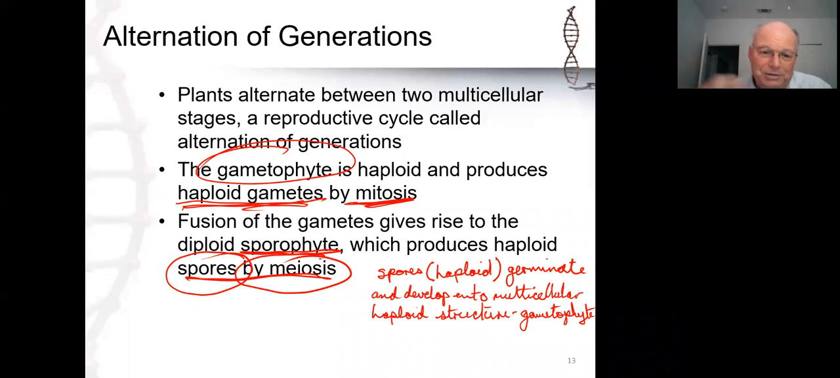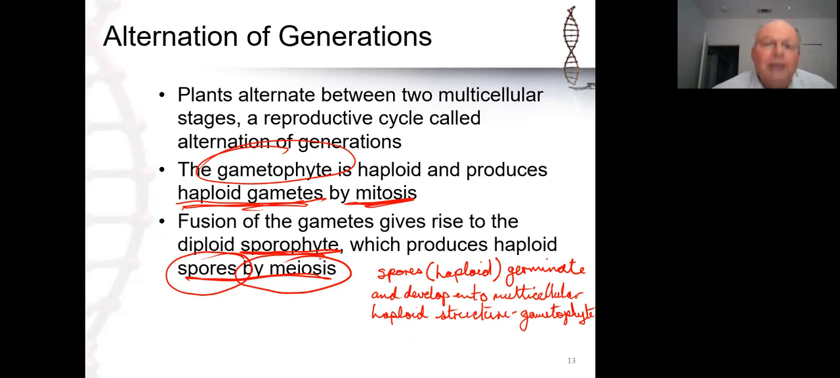What is the product of meiosis? Where do gametes come from? Where do spores come from? What does alternation of generations mean? Because it's really important that you come to terms with this. It is something that we will repeat again when we talk about fungi. You're going to see the same basic idea.